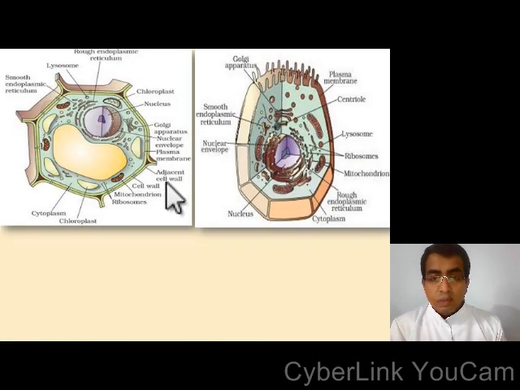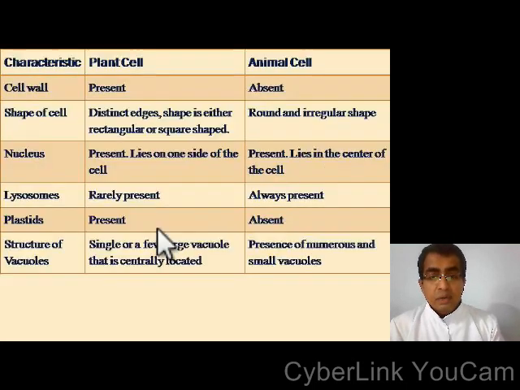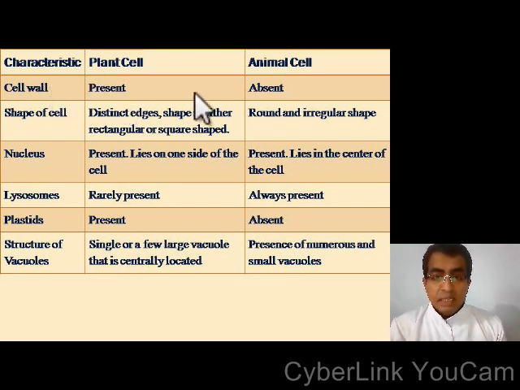You can see the structure of plant cell and animal cell. The basic difference we'll see now. In plant cells, the cell wall is present, whereas in animal cells the cell wall is absent. Shape of the cell: plant cells have distinct edges, rectangular or square in shape, whereas animal cells are round and irregular in shape. Nucleus is present but lies on one side of the cell, whereas in animal cells, the nucleus is at the center of the cell.